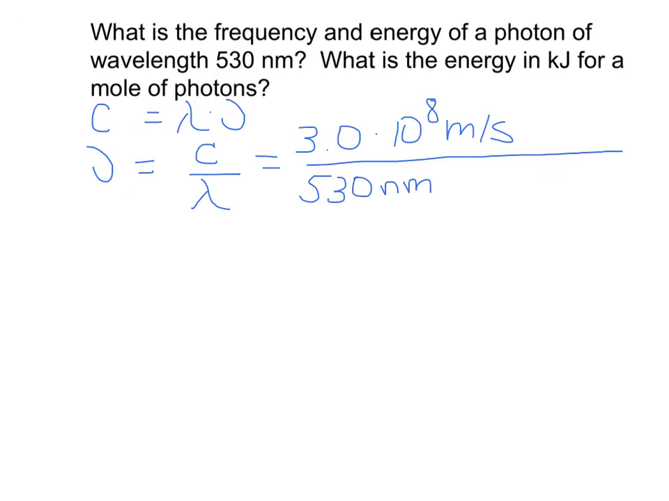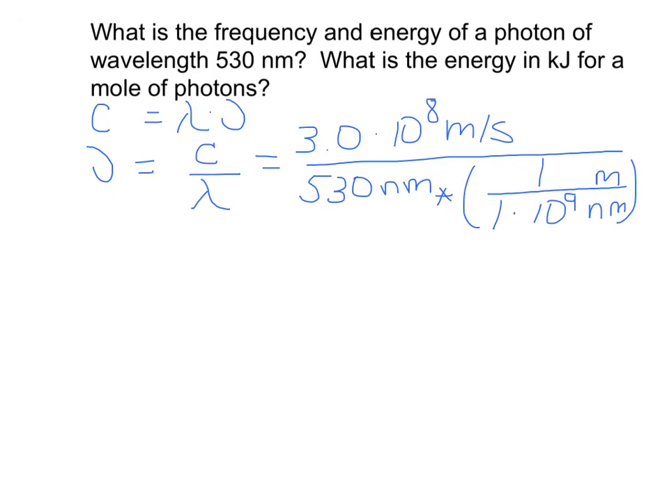But we have to be careful here to cancel out our units. We have meters on top and nanometers on the bottom. So we should use a conversion factor. We'd like to get rid of nanometers on the bottom and get to meters. So our conversion factor is 1 times 10 to the 9th nanometers are in 1 meter.